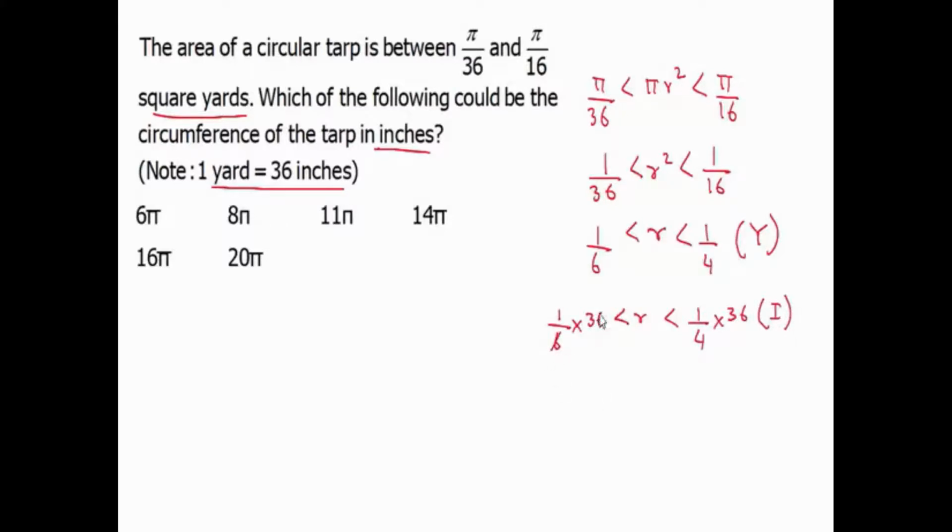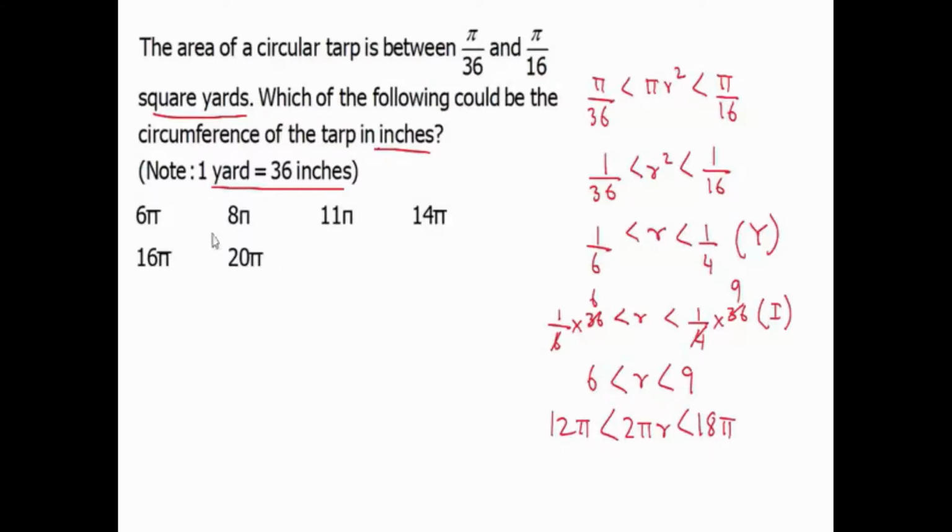Simplifying, we get this is 6 and this is 9. So the radius of the circular tarp is between 6 and 9 inches. And we know the circumference is nothing but 2 pi r for a circle. So this is going to be 2 pi times the radius. 2 pi times 6, that's 12 pi. And 2 pi times 9, that's 18 pi. So the circumference of the tarp is between 12 pi and 18 pi.